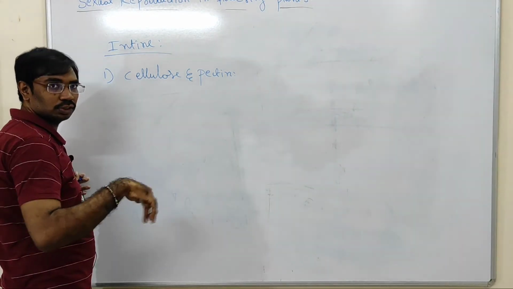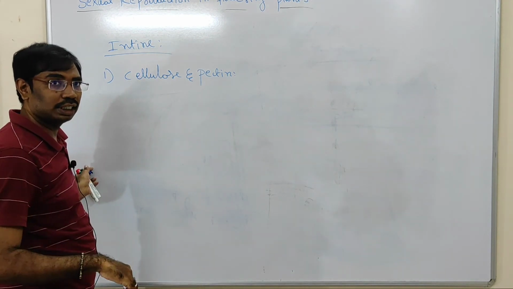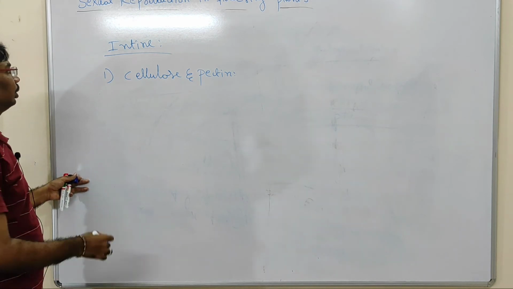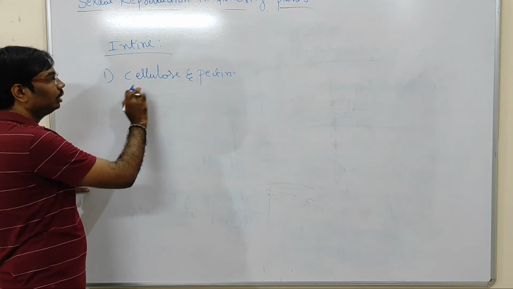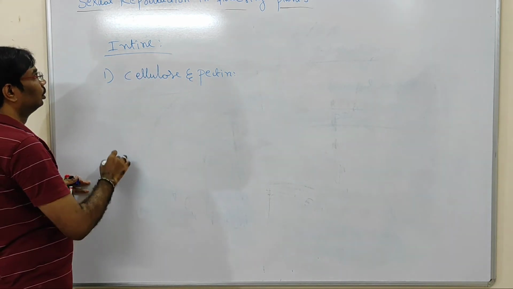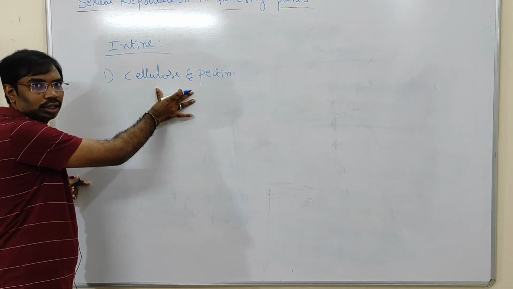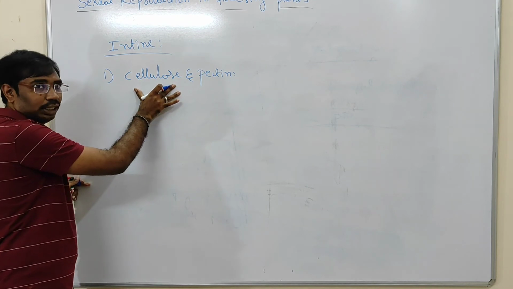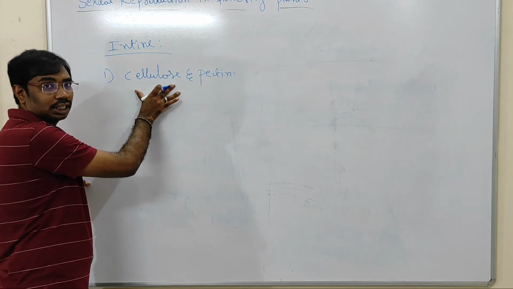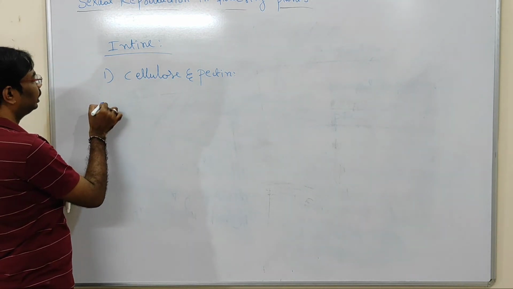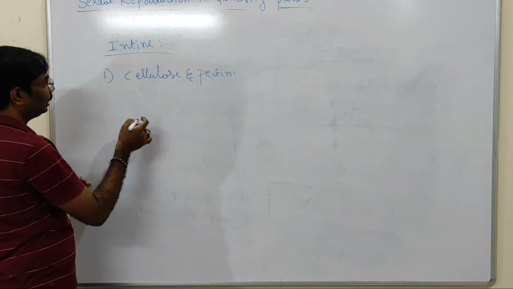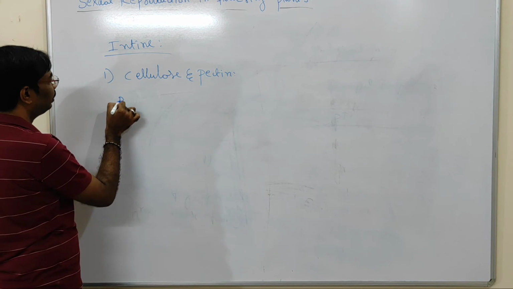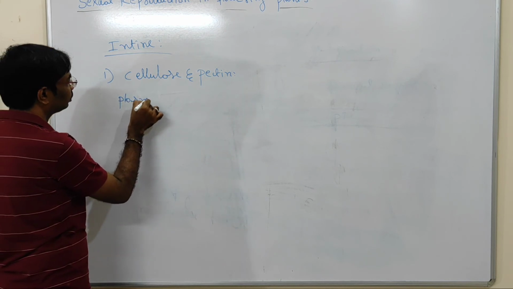So sporopollenin is present in the exine, and cellulose and pectin are present inside. Intine is made by cellulose and pectin, so it is degradable, not like exine. It does not have any resistance to high temperatures or acids. Beneath the intine, what structure is present? The plasma membrane is present beneath the intine.